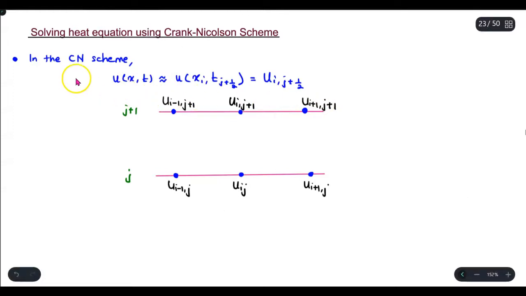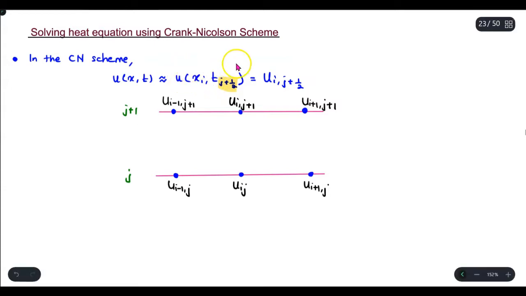In this video, we are going to be solving the heat equation using the Crank Nicolson scheme. In the Crank Nicolson scheme, the u(x,t) is approximated to u(x_i, t_j plus half). If you can recall the explicit scheme before this, the u(x,t) is approximated to u(x_i, t_j). But for the Crank Nicolson scheme, t is at j plus half. That is the difference between Crank Nicolson and the implicit scheme.